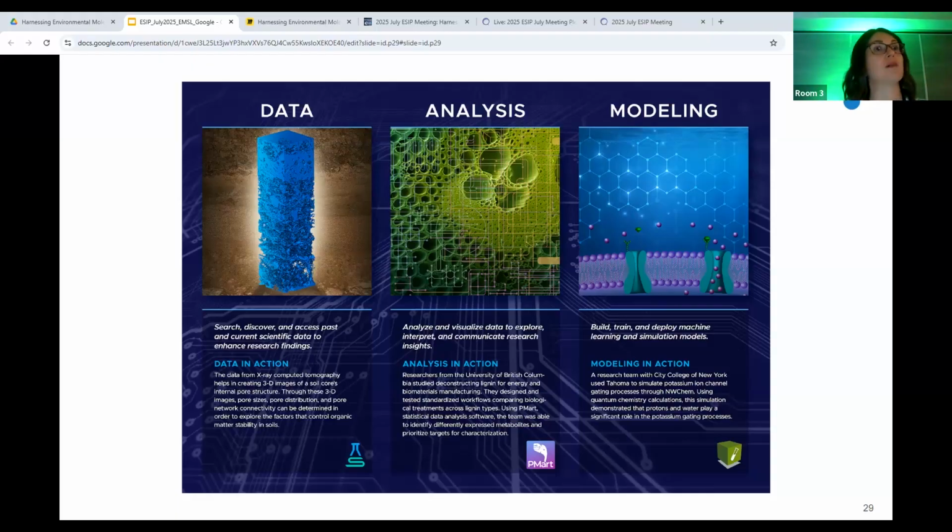We've also used mass spectrometry-based metabolomics to understand differences in treatments on various types of lignin to help identify targets for characterization. And then we've used NWChem, which is a computational chemistry model on the scientific computing cluster to simulate potassium ion channel gating and demonstrate that protons and water play a significant role in that process.